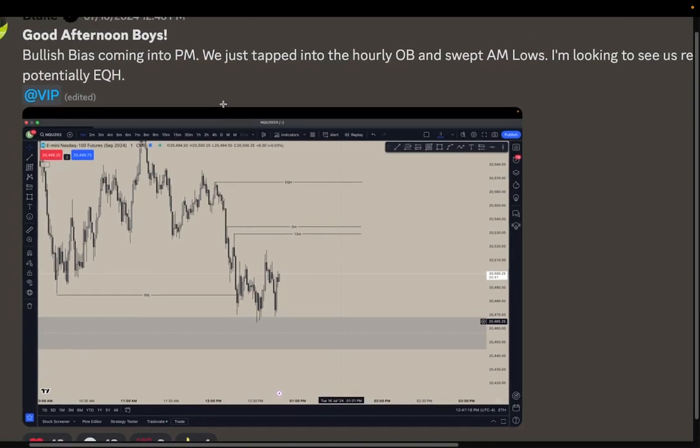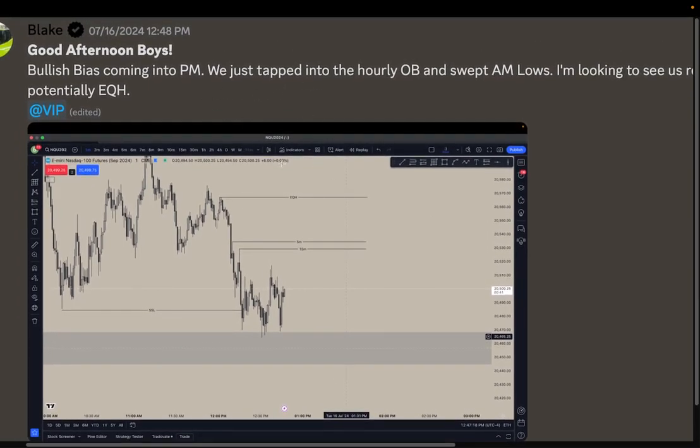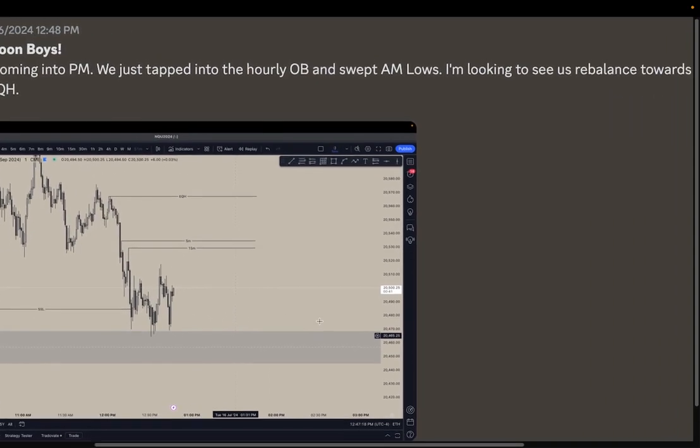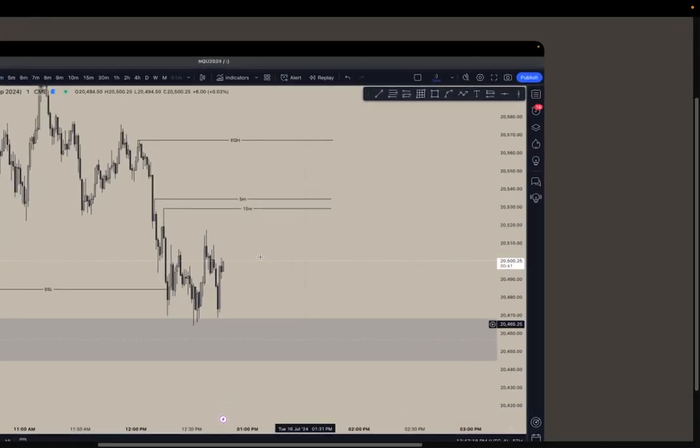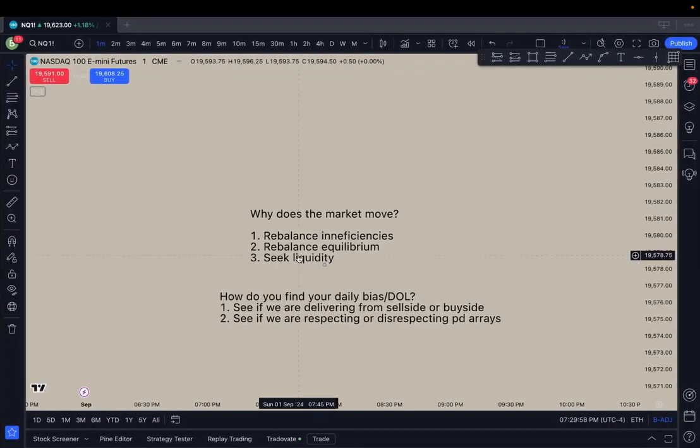Right? So again, bullish bias, we just tapped into this hourly order block, okay? So we are respecting bullish PD arrays and we are delivering from sell side liquidity again, right? Delivering from time-based liquidity, AM lows, and I'm looking to see us rebalance towards unfilled 15-minute, 5-minute, and potentially equal highs, right? So example here, what are we doing?